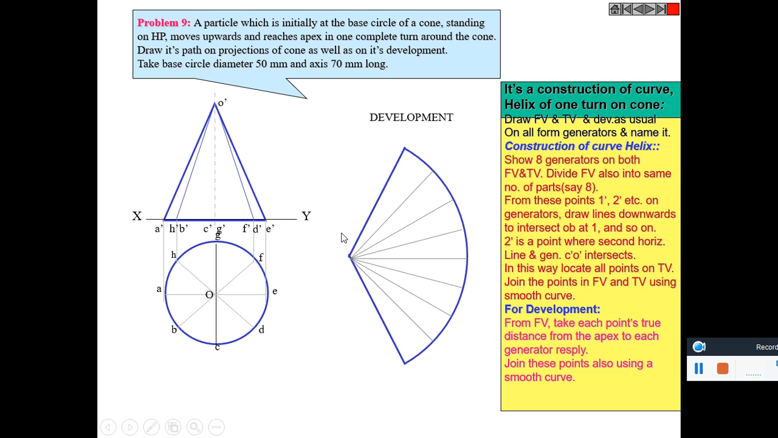This is the development. Theta is equal to r by l into 360 degrees. So we have divided the top view into 8 equal parts and divide this line O dash A dash as well into 8 equal parts. And this is the first point of the particle, A dash. Second point is here. Third point is here. Fourth point is here. Fifth point is here. And at its back it comes to the top, to the apex.